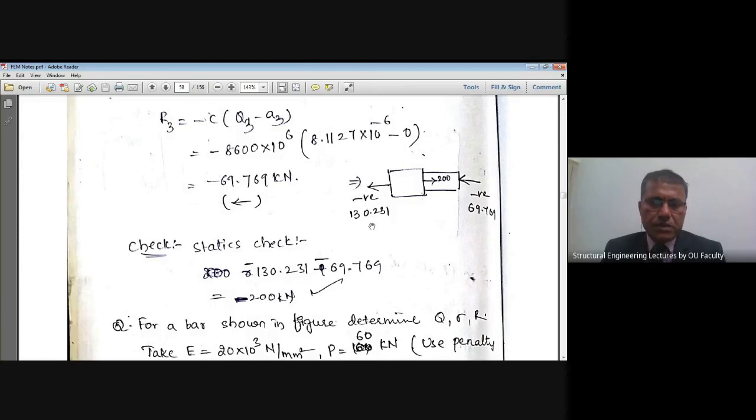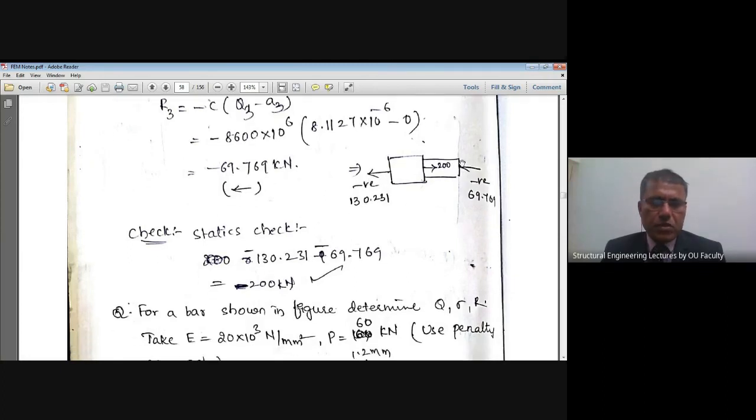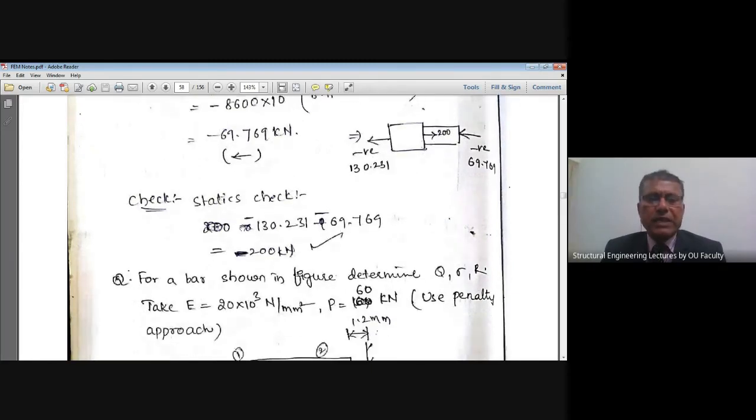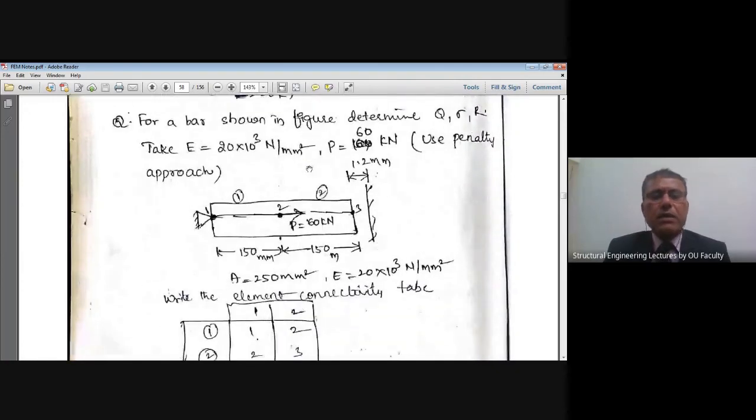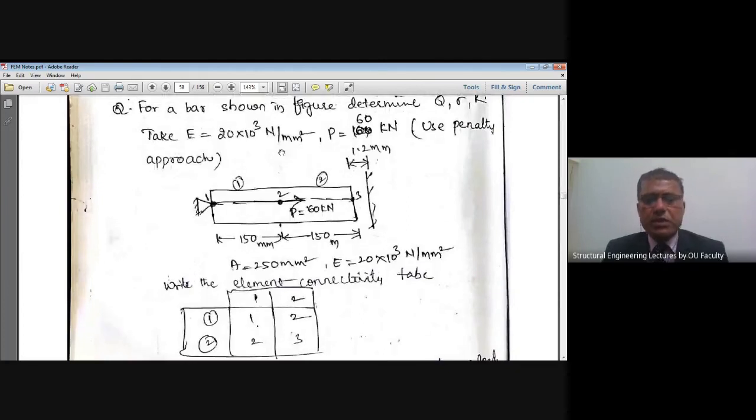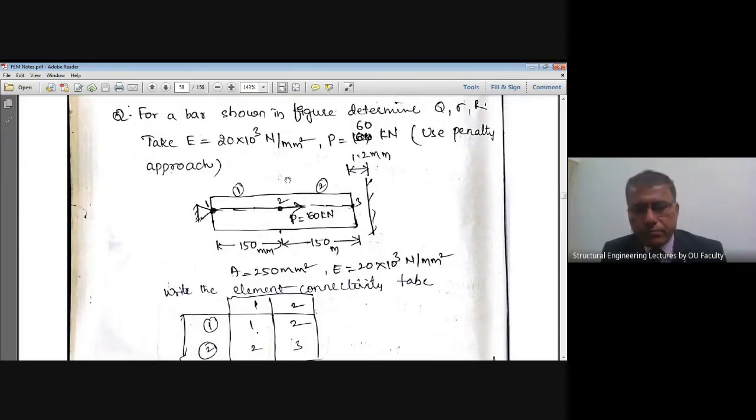So at the third boundary I have minus 69.77, and at the first boundary I have minus 130.23. Therefore, their summation is equal to 200 kilonewtons acting in the left direction, but for equilibrium, at node 2 a 200 kilonewton load is acting in the right direction. That is how the free body diagram works. Hence, I got the statics check that the sum of the forces acting in the left direction is equal to the sum of the forces acting in the right direction. Hence, the equilibrium is achieved. That is how, students, the penalty approach is applied to one problem. Right? Now, I hope you are understanding, students.